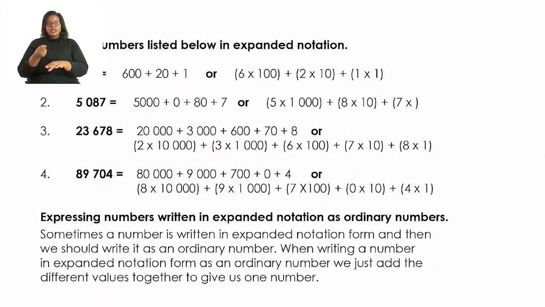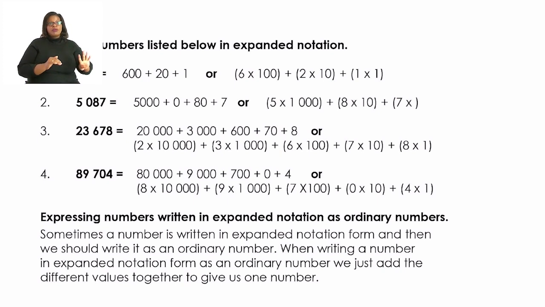Let's see number 3, 23,678. That is equal to 20,000 plus 3,000 plus 600 plus 70 plus 8. Or if we use the multiplication, it's 2 times 10,000 plus 3 times 1,000 plus 6 times 100 plus 7 times 10 plus 8 times 1. Then we've got one more example, 89,704. It's quite a big number.